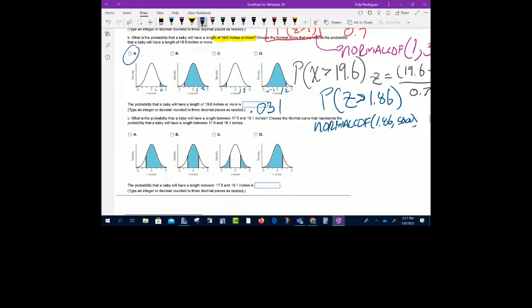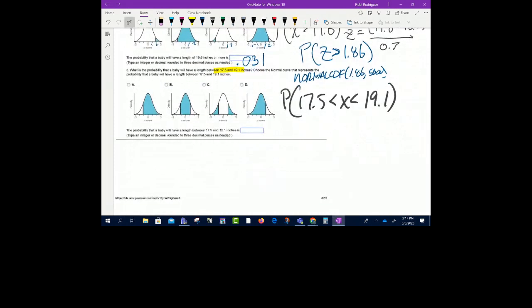All right. And the last part, y'all, part C says, what's the probability that a baby's going to have a length between 17.5 and 19.1? So notice, y'all, I'm going to do this. Look, 17.5 and 19.1. Okay. So, y'all, when I'm doing something like this, remember, I'm going to find 2 z-scores. I'm going to call them z1 and z2.